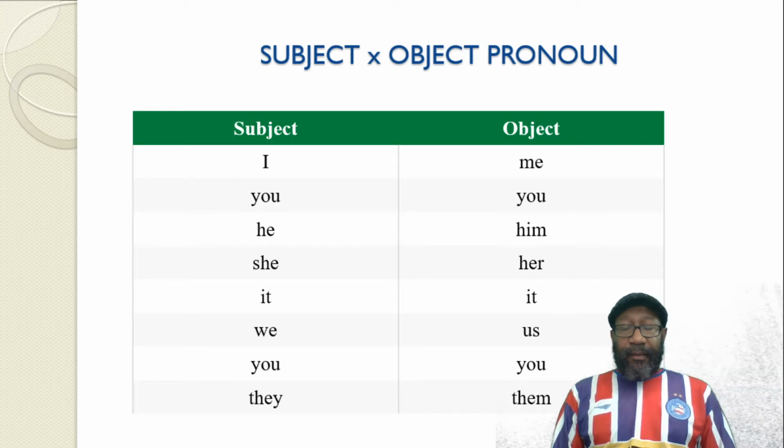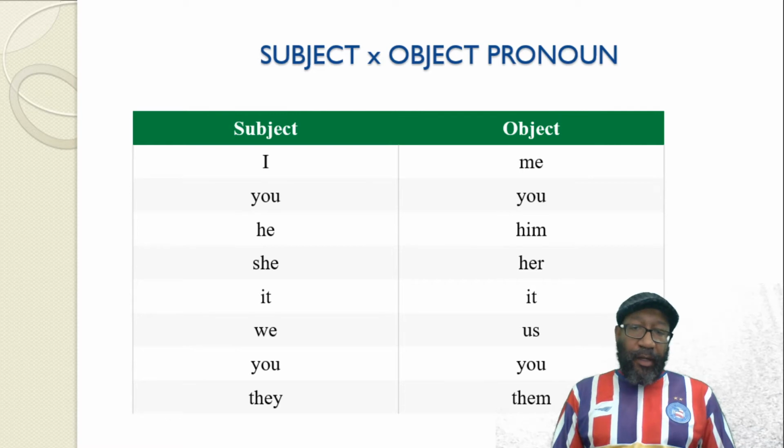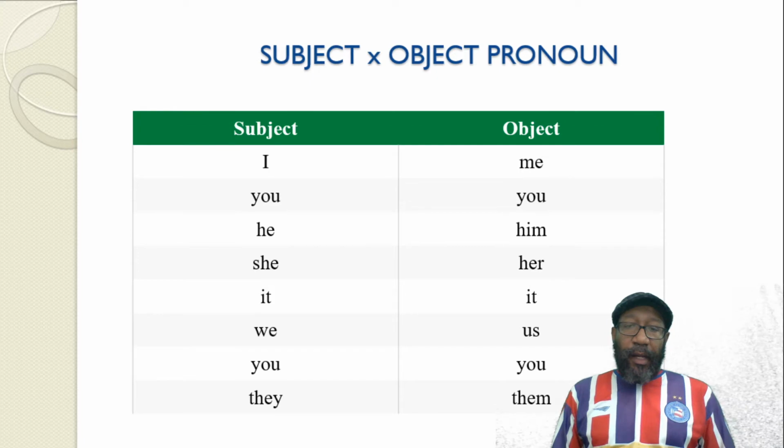Instead of that, the object pronouns we have here: me, you, him, her, it, us, you, and them. The object pronoun appears most of the time at the end of the sentence or near the end, and after the verb. So this is why it has its name, because it replaces the object.